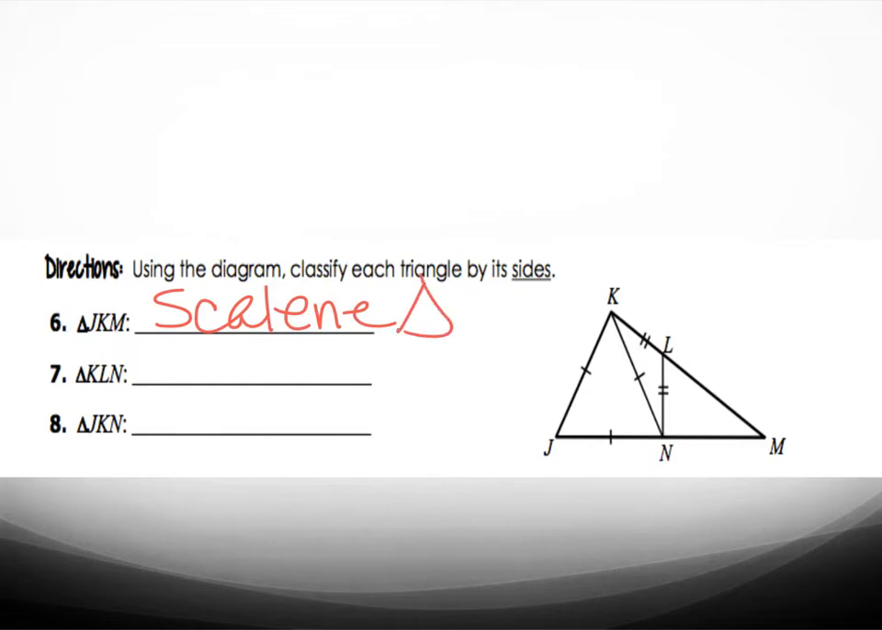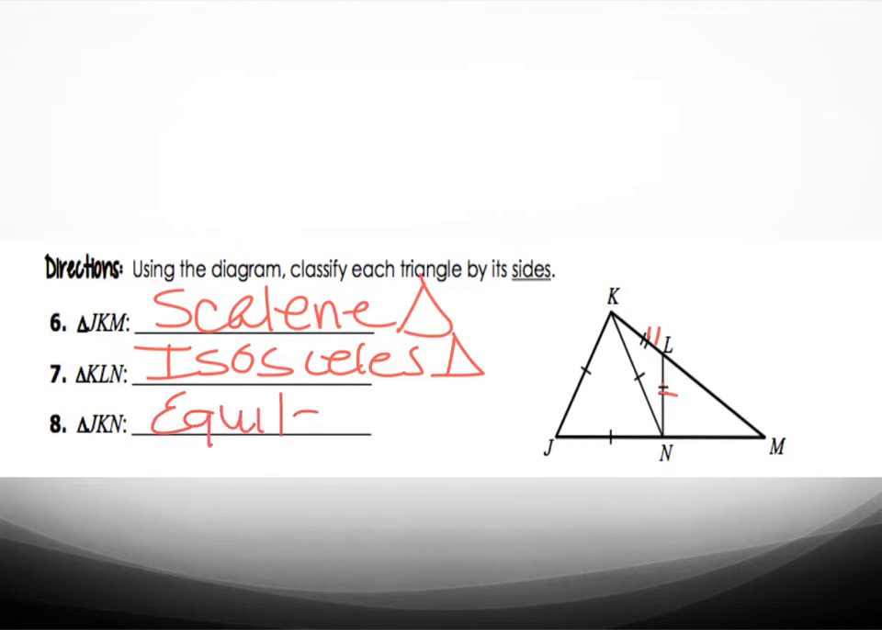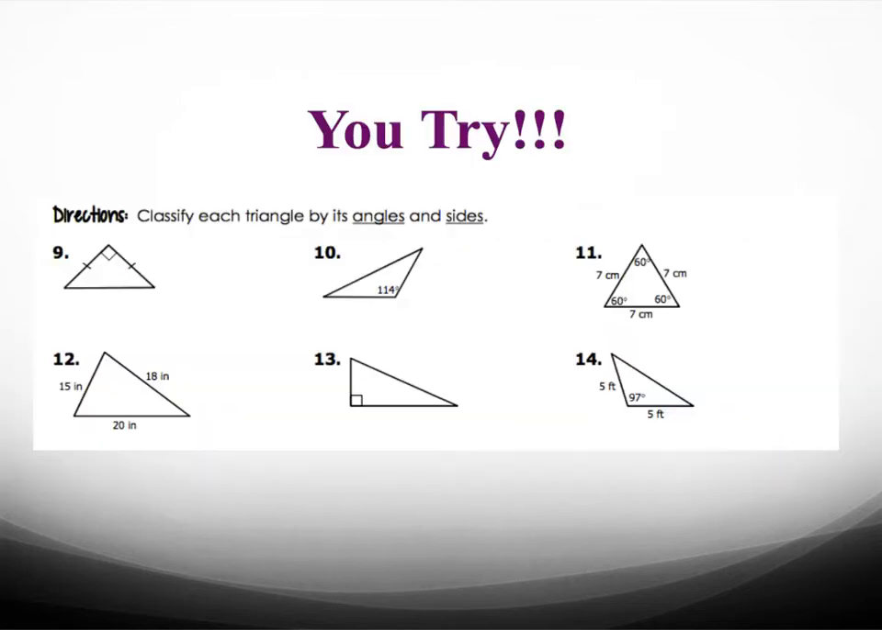We're going to take a look at K, L, N. Start at K, go to L, go to N. I notice that I see 2 tick marks here and 2 tick marks here. That means I have at least 2 sides congruent, and so this would be called isosceles triangle. At least 2 sides. Last but not least, we're going to look at J to K to N, going from J up to K to N. Every side that I passed had 1 tick mark, which represents that each side is the same. They're congruent. This type of triangle is called an equilateral triangle.